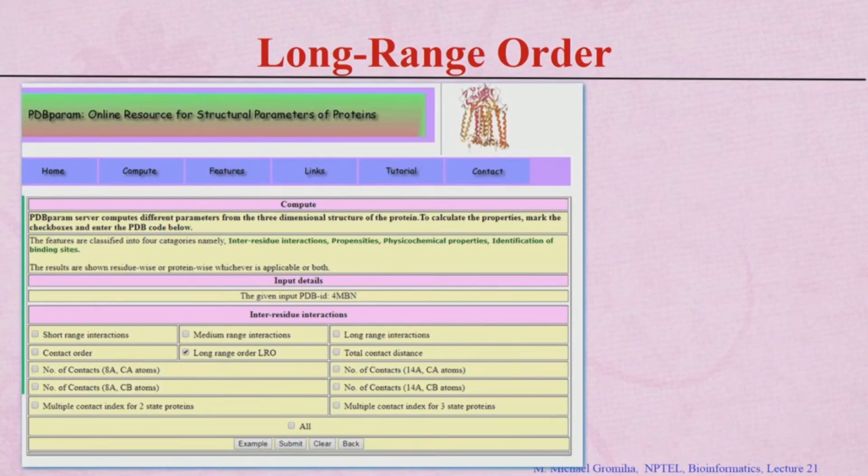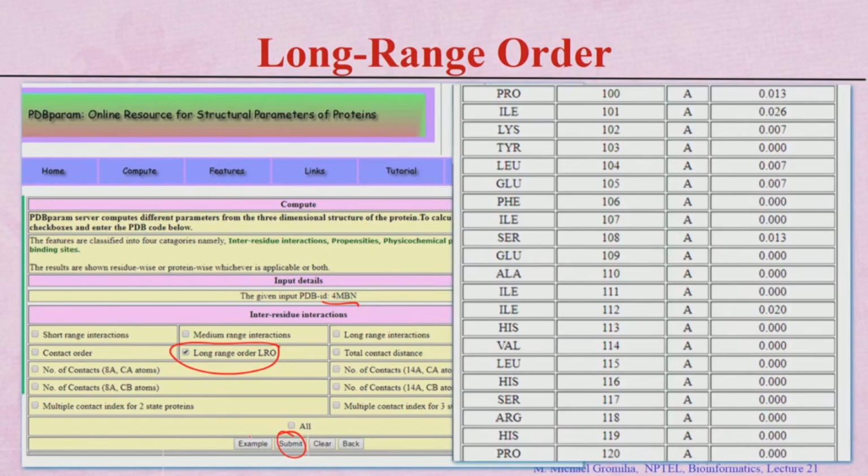If you give the same PDB ID and choose long range order and submit, you will get the numbers. If you look at the numbers, in many cases it is 0. Why is this 0? Only local interactions. Mainly because 4MBN is a myoglobin, an all-alpha protein containing mainly alpha helices. This is the reason why this value is 0.